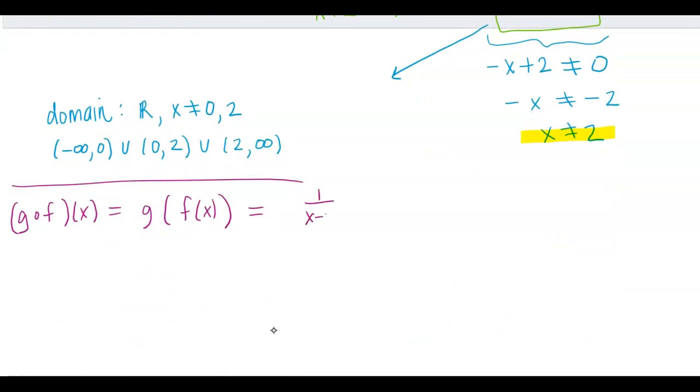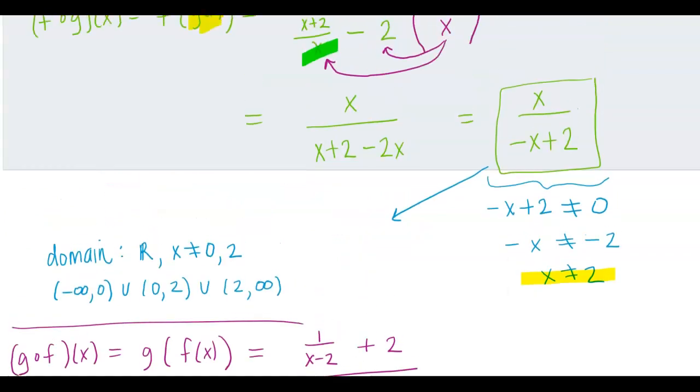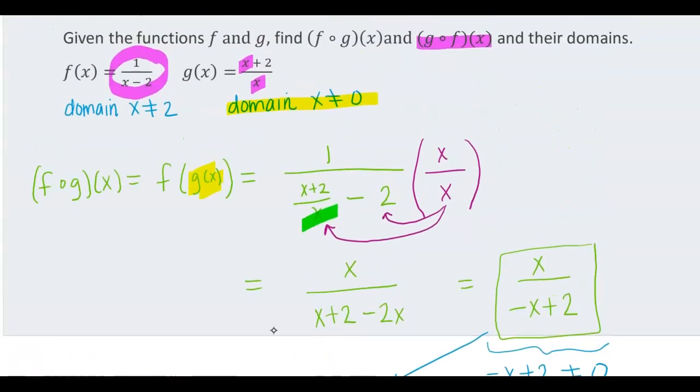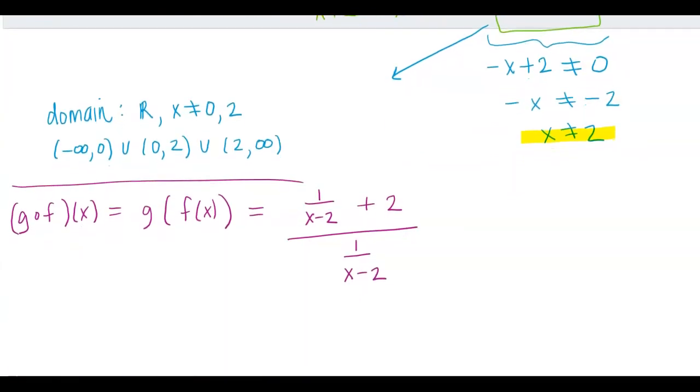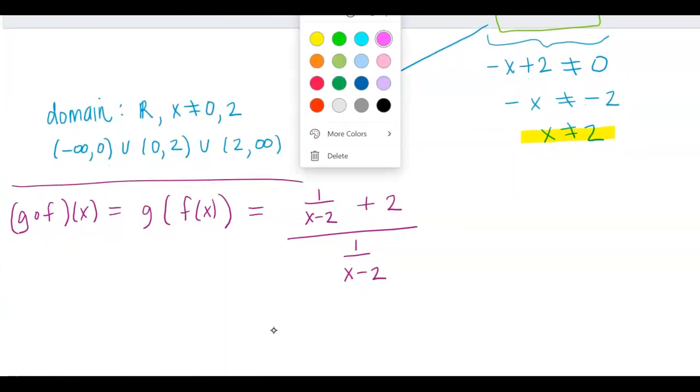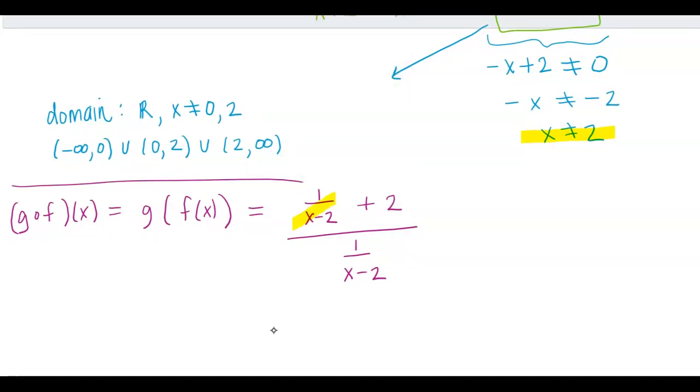So I'm going to have 1 over x minus 2, plus 2, over 1 over x minus 2. Again, the original structure of g was x plus 2 and then x. So the first function f gets plugged in here, and it gets plugged in here. Again, I end up with a complex fraction, and I have to come up with a way to simplify this.